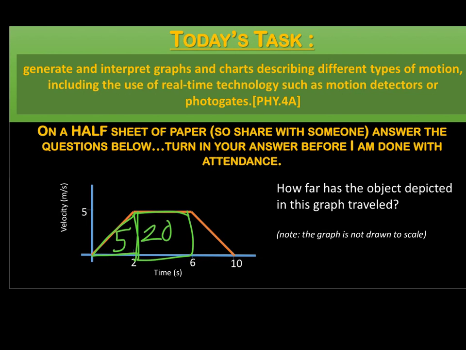Okay, and then we have this triangle. What is the area of that triangle? Base is 4. The height is 5, so that's 20. Half of that is 10. So 5 plus 20 plus 10 is 35, and the unit is meters, so it's 35 meters. Make sense? So on a velocity time graph, how do we find distance? Find the area.